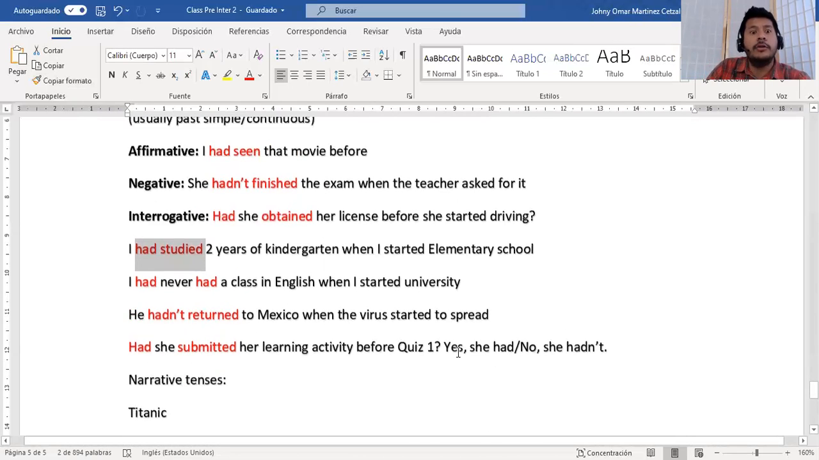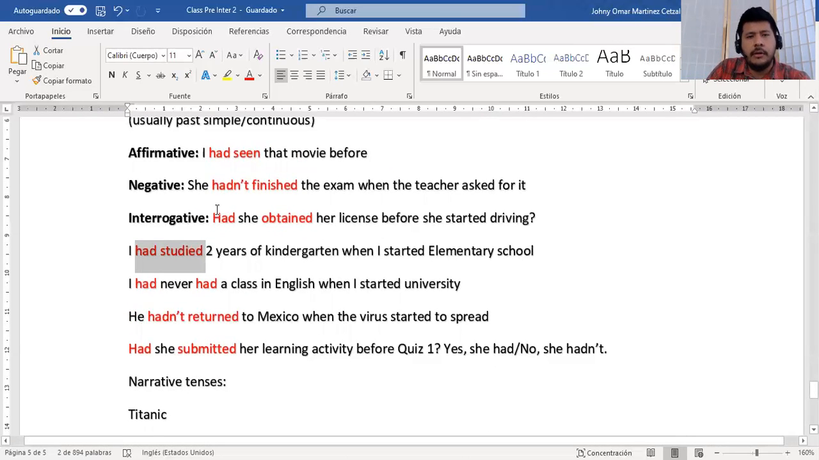Now, let's take a translation, just in case, una traducción. I had studied 2 years of kindergarten. Ya había estudiado, o yo había estudiado, 2 años de kinder cuando comencé la primaria. And I had never had a class in English when I started university.